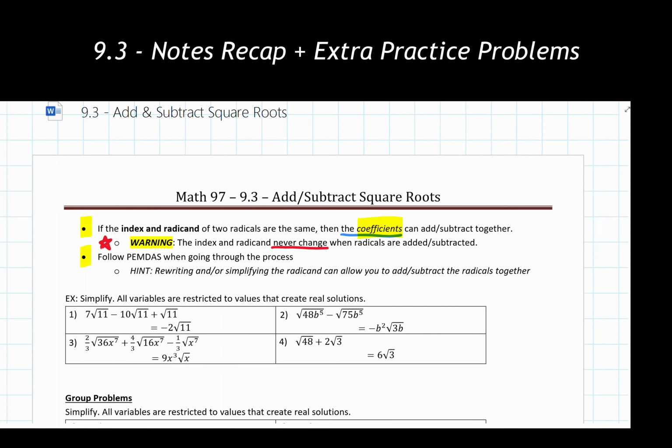So wrapping things up for section 9.3, remember that our big requirements are to make sure that we have the same index and radicand between two radicals if we are going to add or subtract anything together. Now again, our examples worked with square roots, but these same rules and processes apply if I have the cube root of something, the 5th root of something, the 10th root of something, anything like that. Just make sure you're taking it slow and steady, doing it piece by piece, part by part at a time.